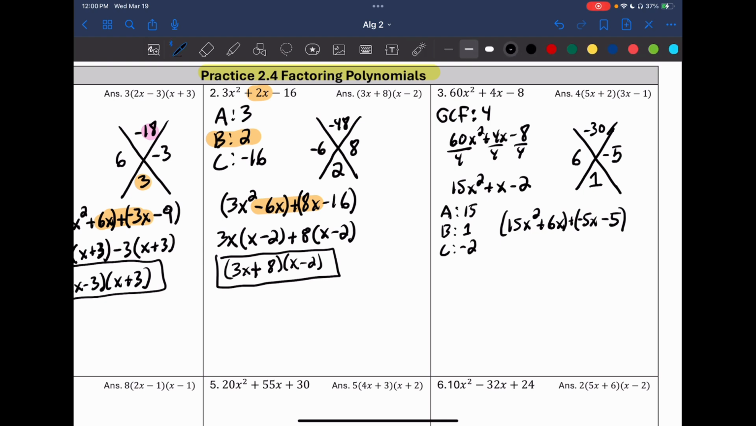All right, what's our common factor between 15x squared and 6x? That would be 3x. And what would need to go in the parentheses? That'd be 5x plus 2. So that when we distribute back in, we get back to the original. And then what is our greatest common factor between negative 5x and negative 5?